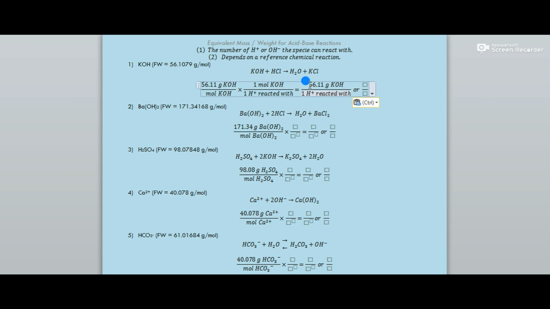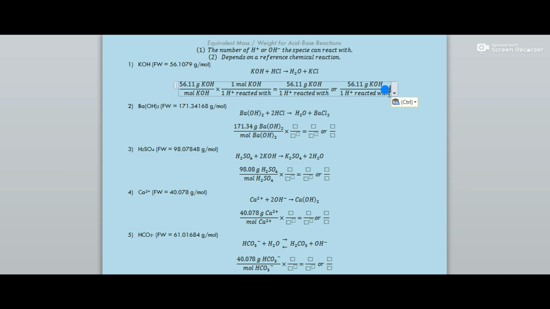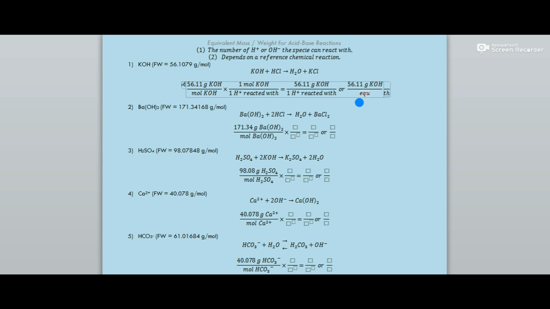So this is the equivalent weight, where the equivalent weight here is the formula weight. The unit for equivalent weight is grams per equivalent, which you can express as equivalent or EQ. So the equivalent weight for potassium hydroxide is 56.11 grams per equivalent. It's just the formula weight divided by the number of hydrogen ions it reacted with.